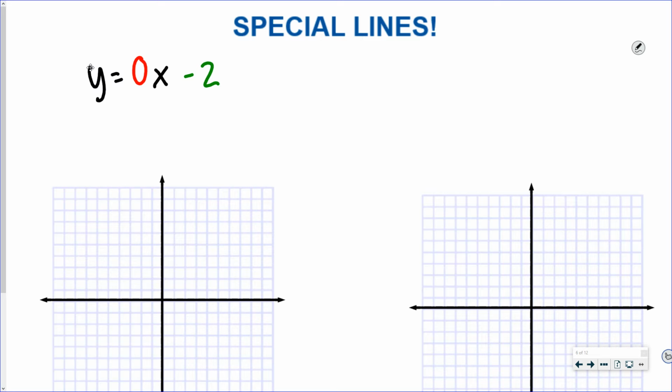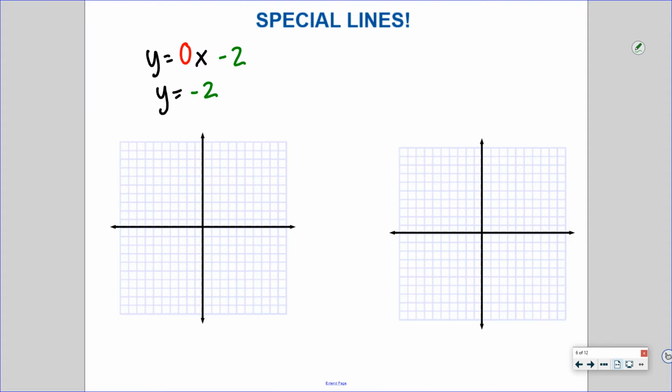If I were to simplify this a little bit, 0 times x is just 0. 0 minus 2, I end up getting y equals -2. All right, you guys, show me with your arms, what type of line would that be?